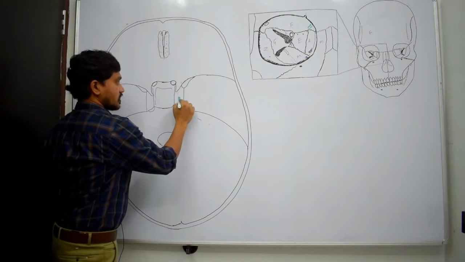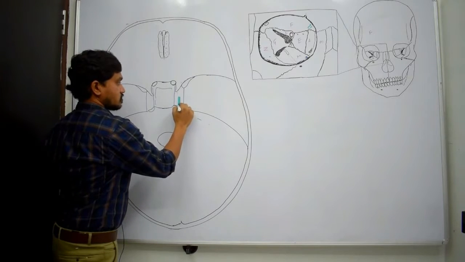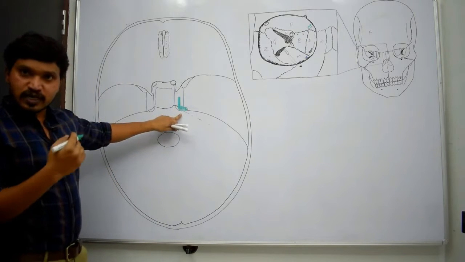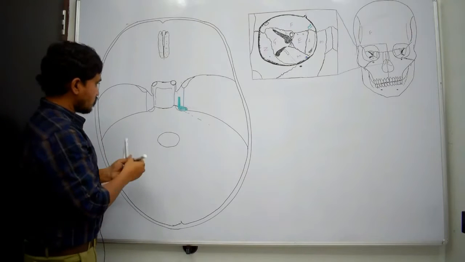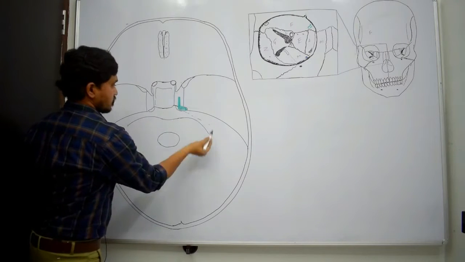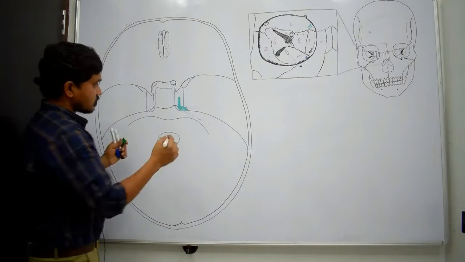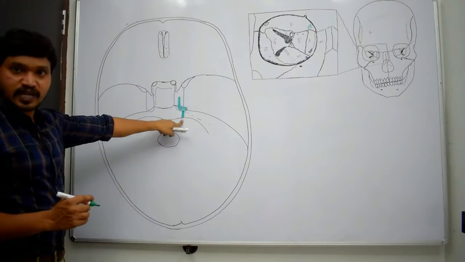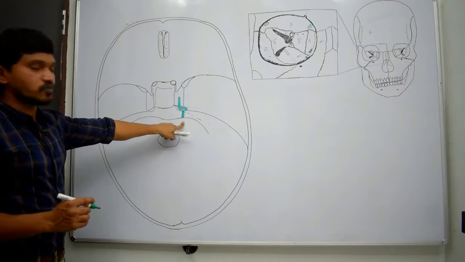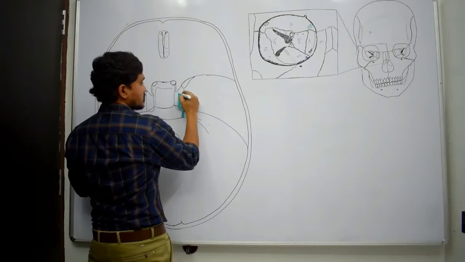I will draw with different colors to differentiate the different nerves. This ganglion posteriorly is connected to the pons. Is it or not? So here you can find the cut section of the pons. This is the pons. So it is connected to the pons. This is the trigeminal nerve. This trigeminal nerve attaches to the pons posteriorly. This is the ophthalmic division of the trigeminal nerve.